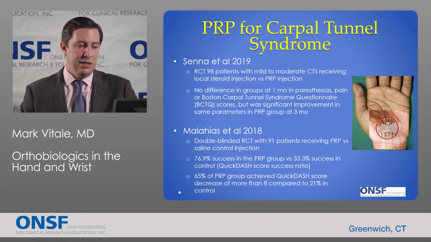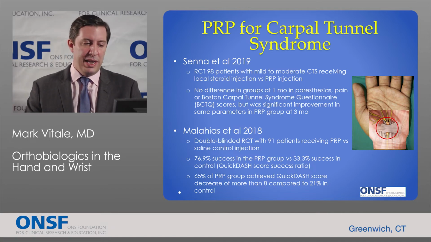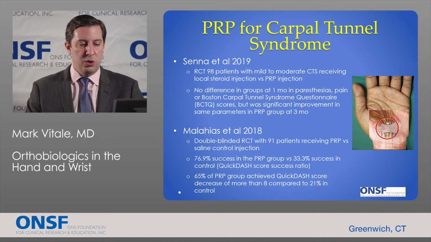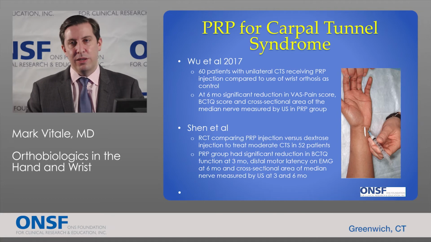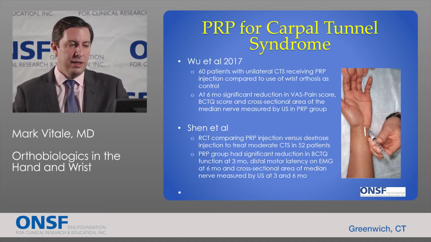Another study by Malhais and colleagues in 2018 was a double-blinded randomized control trial that had 91 patients receiving PRP versus just a saline injection. And there was nearly a 77% success rate in the PRP group versus only 33% in the control group. Also, there was a greater improvement in outcome scores called a DASH score in the PRP group compared to the saline group. And there is more evidence. So another study by Wu and colleagues in 2017 looked at 60 patients with carpal tunnel in one wrist that received either PRP versus a wrist orthosis.